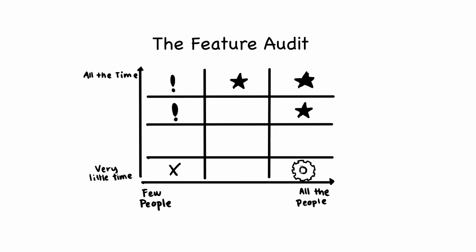And to the bottom right are the features that are used by everyone very infrequently, and they're likely to be administrative features like account creation and password reset. And they're not really relevant in this exercise because often they are essential, and so they really cannot be removed. And also you should exclude features that only certain types of users can access, and these should be evaluated separately.